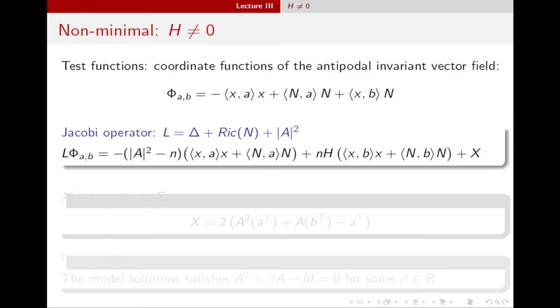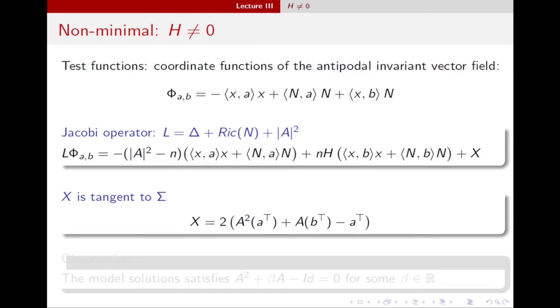And so if you look at this expression, there is also this vector field x that appears there. This vector field didn't play a role in the minimal case because it is tangent to our surface, right? And our vector field is normal, so when you plug those two quantities in the stability inequality, they will cancel out.